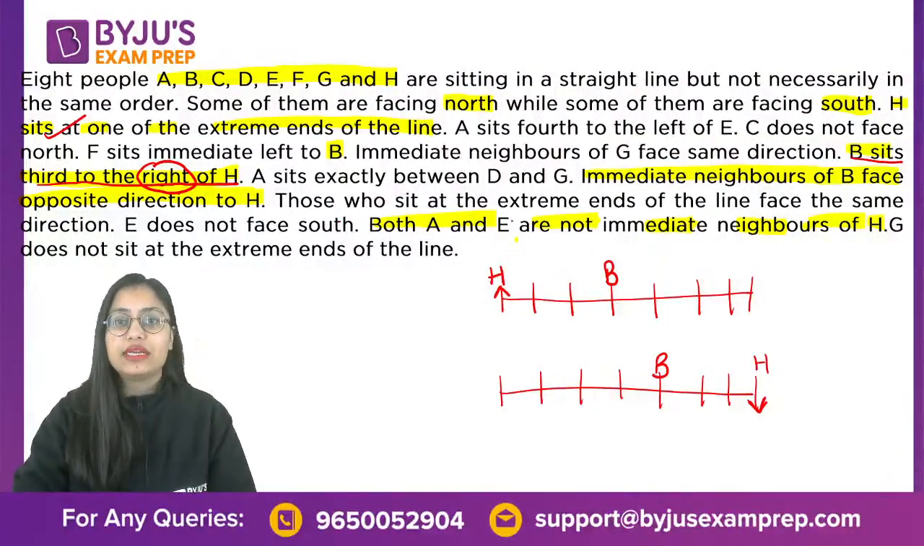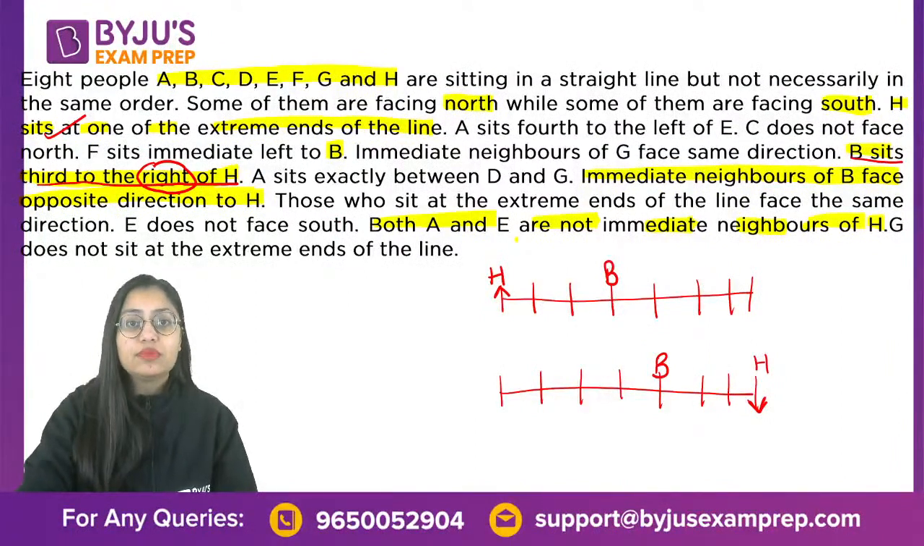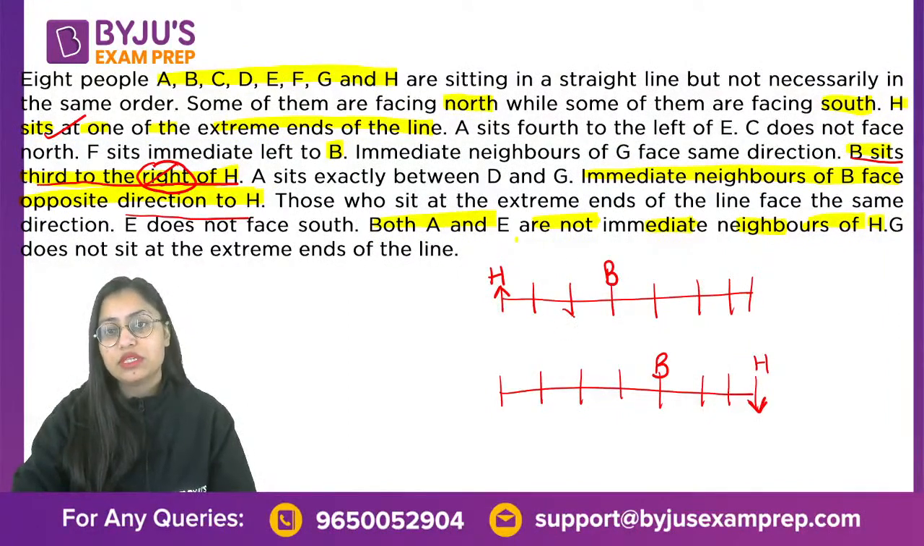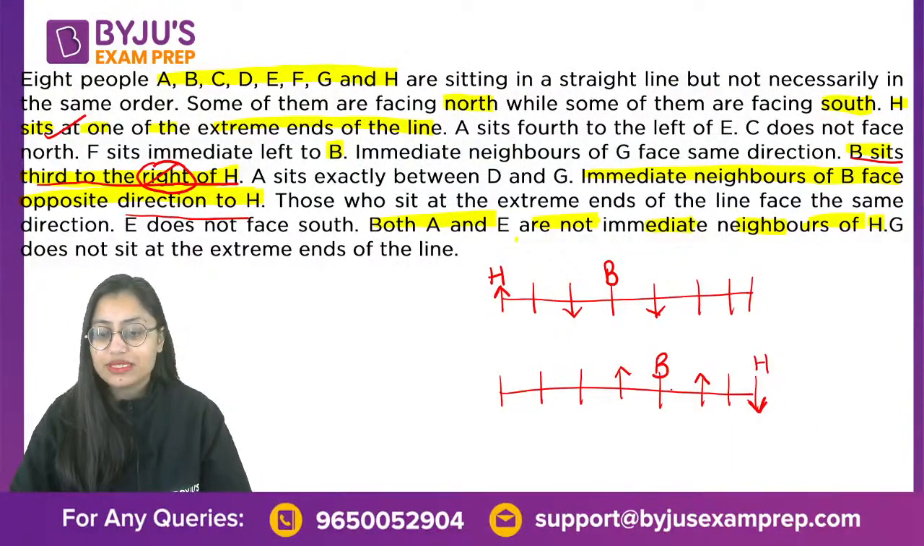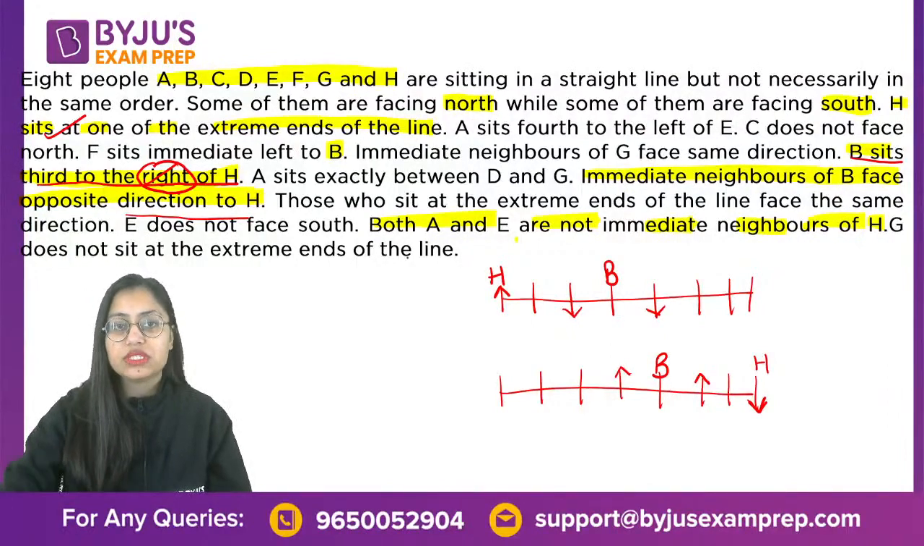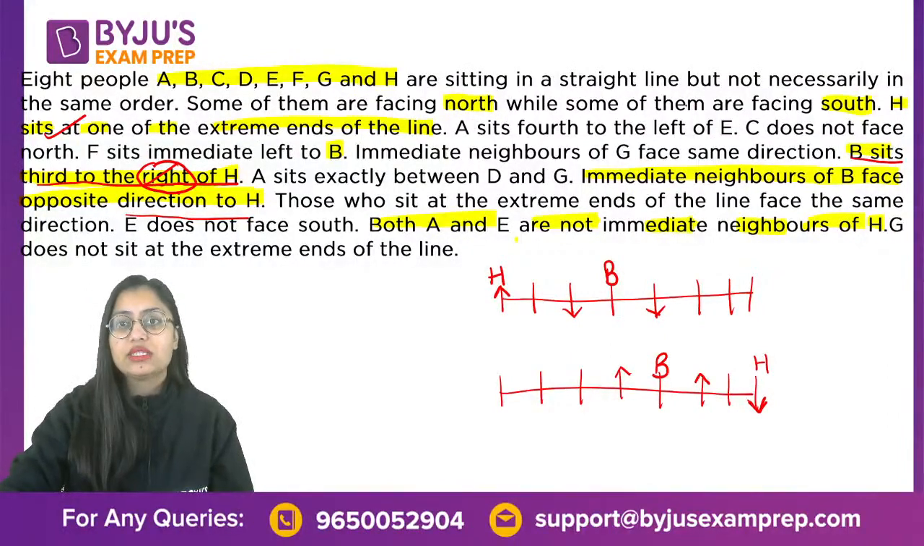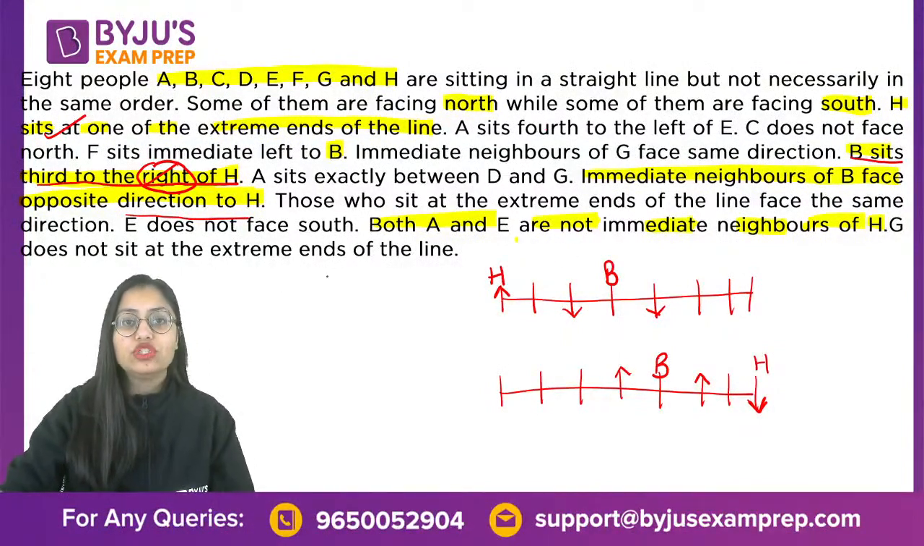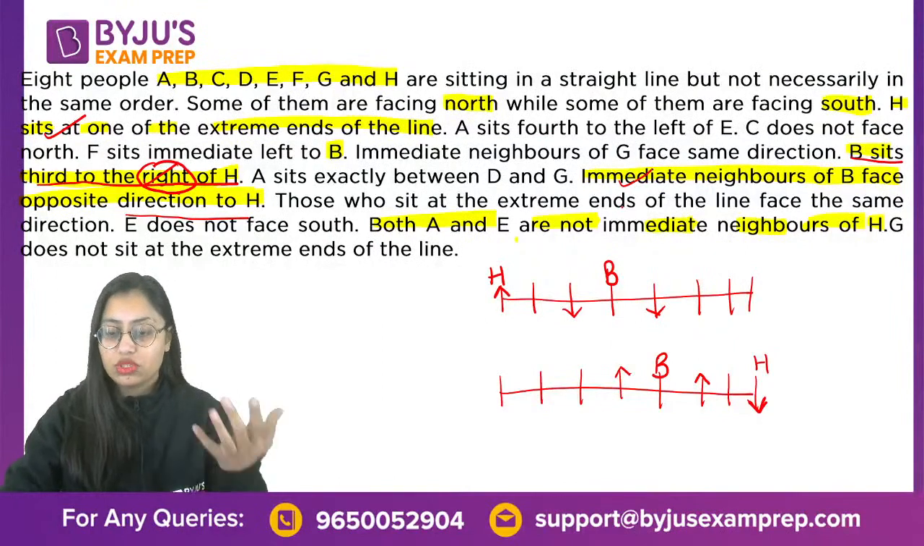So I have B right now. Can I use any other piece of information? Immediate neighbors of B face the opposite direction to H. That means in this case, they must be facing towards south, and in this case, they must be facing towards north. I hope this is clear. So I've utilized this information, because in both cases I know the direction of H.